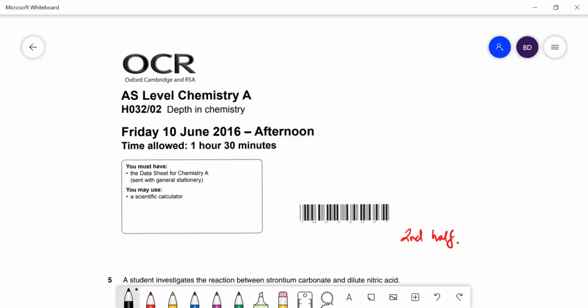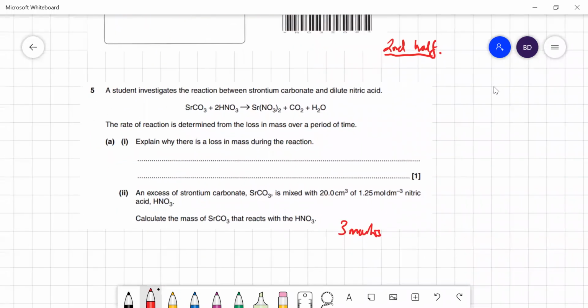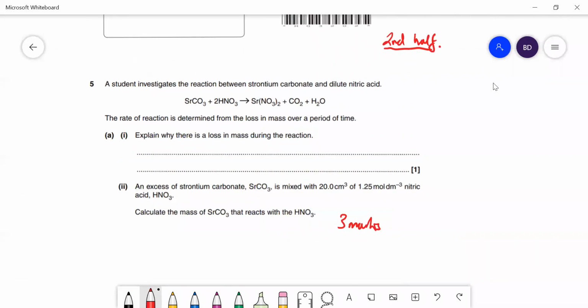Hi, in this video, I'm going to go through the OCR AS-level Chemistry paper. This is paper 2, the 2016 paper, and this is the second half, starting at question 5. I covered the earlier questions in another video. Okay, so question 5. A student investigates the reaction between strontium carbonate and dilute nitric acid.